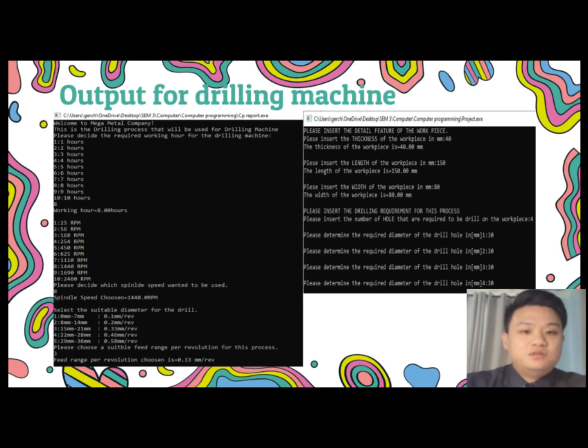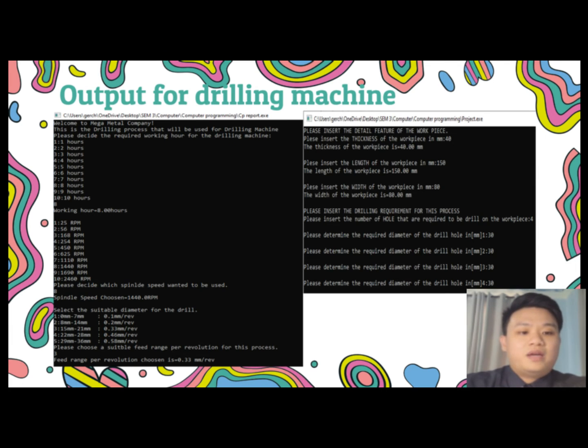A very good afternoon. My name is Jercham Gan Xiangsen, and today I'm going to present the output of the drilling machine based on our coding. As you can see on the slide, we have coded it. On the left hand side, you are required to select the working hour, the spindle speed, and the feed rate per revolution for this machine.